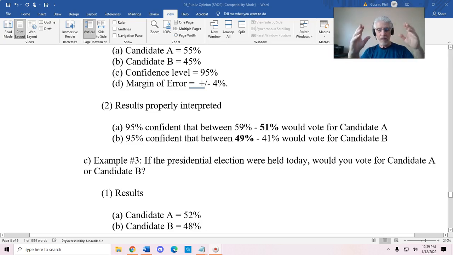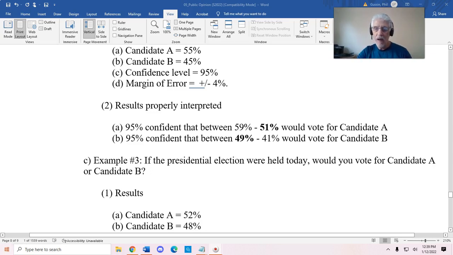This is why knowing that there's a confidence level and a margin of error is so critically important, and why there's no way it's accurate to say that candidate A is ahead by 10 percentage points. Candidate A could be ahead by as much as 18% or as little as 2%. But that's an important point.